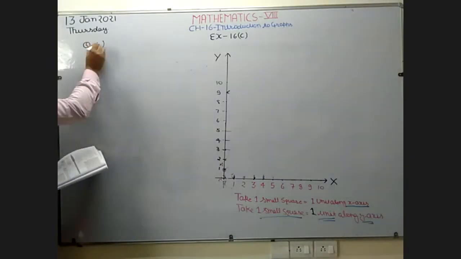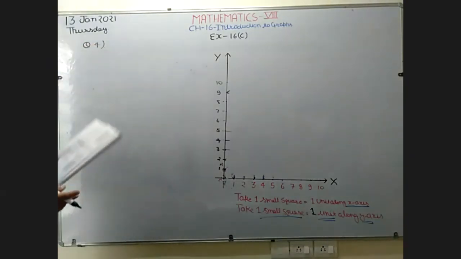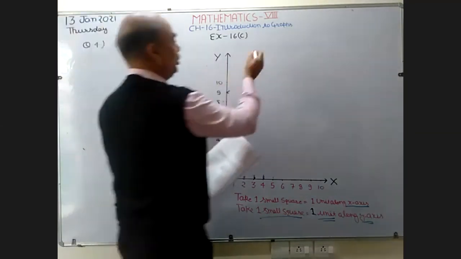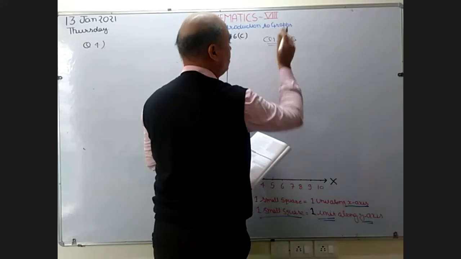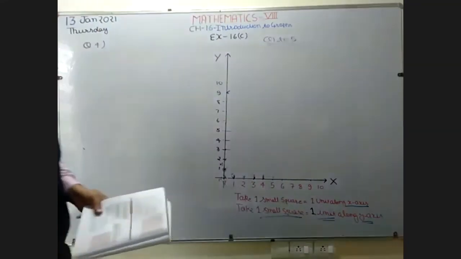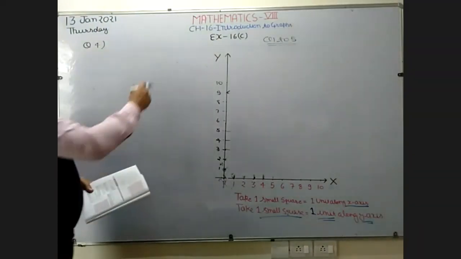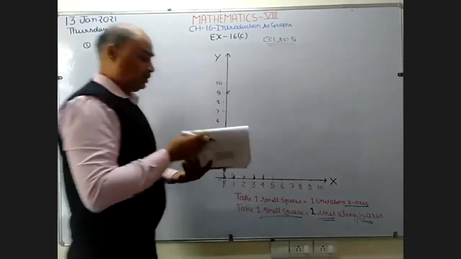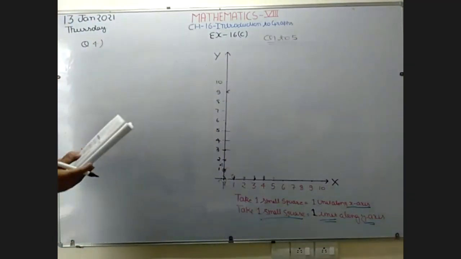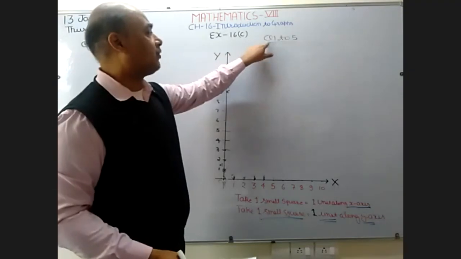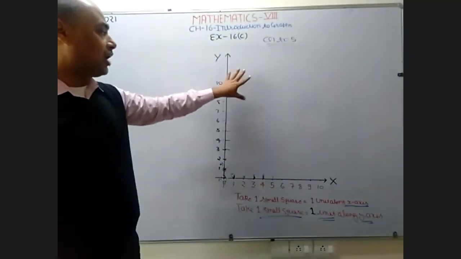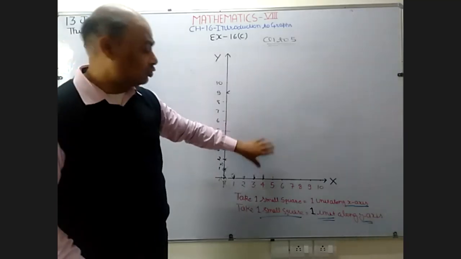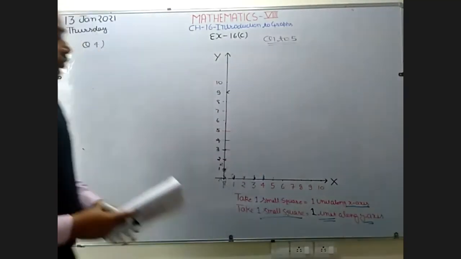So today you are going to complete your first 5 questions. This is your homework. You have to solve questions number 1 to 5 of this exercise in your fair notebook. In the next lecture, we are going to complete the remaining 5 questions. So today your homework is to solve questions number 1 to 5 of exercise 6C in your fair notebook. You have to draw the graph also. Use graph paper when you are going to draw the graph.